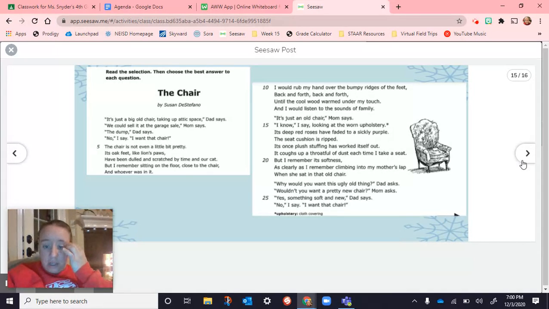So we talked about whenever you see this little asterisk right here, you look down, and it's because the author put that there since people might read this and wonder what the word upholstery means. So you look down here and it tells you upholstery is a cloth covering, so it's the covering that goes over the chair. We talked about what the poem is about. We talked about who's the one speaking and telling this story about what happened with this chair.